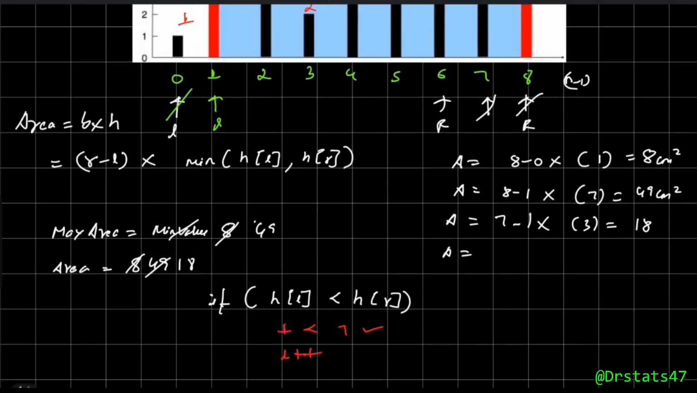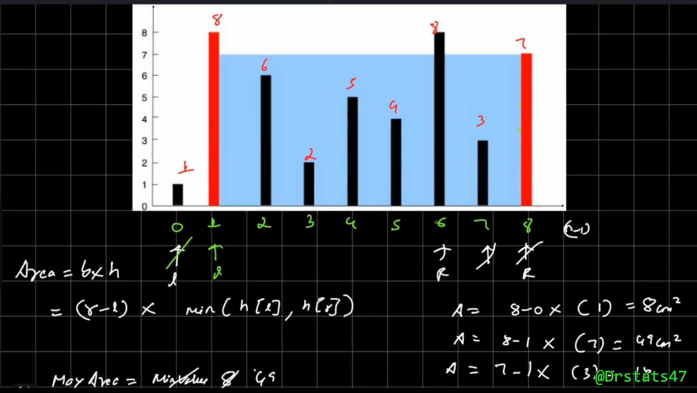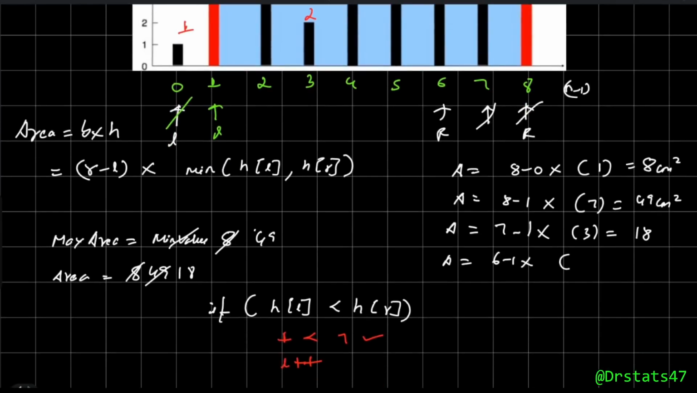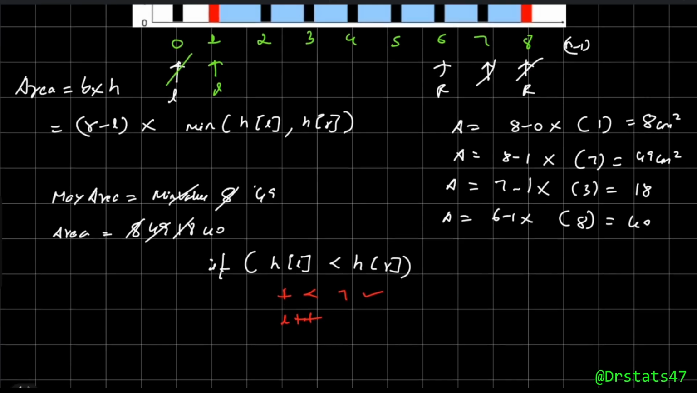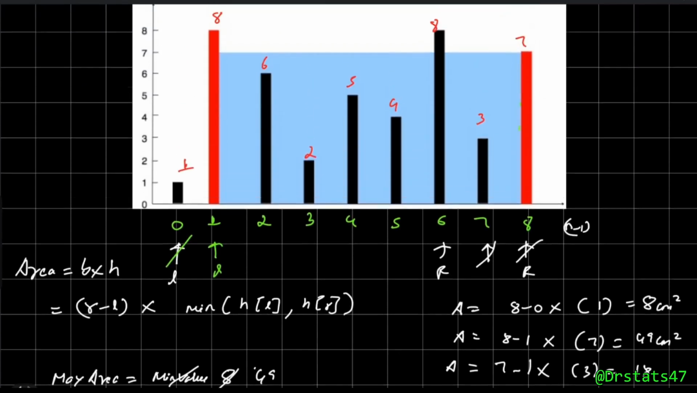We calculate 6 minus 1 into the minimum of the heights. This one is 8, and this is 8. Minimum of 8 and 8 is 8. 6 minus 1 is 5. 5 into 8 is 40. So the area will become 40, and again it will compare with the max value, which is still 49, so 49 remains, and we have to move the pointer.